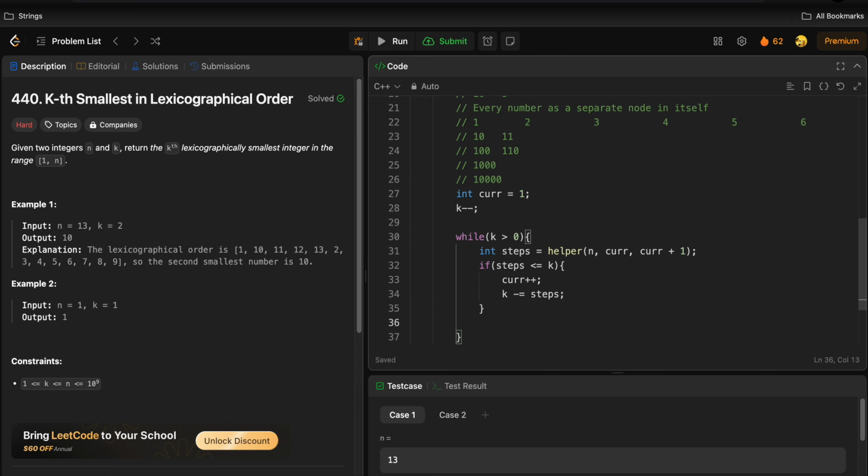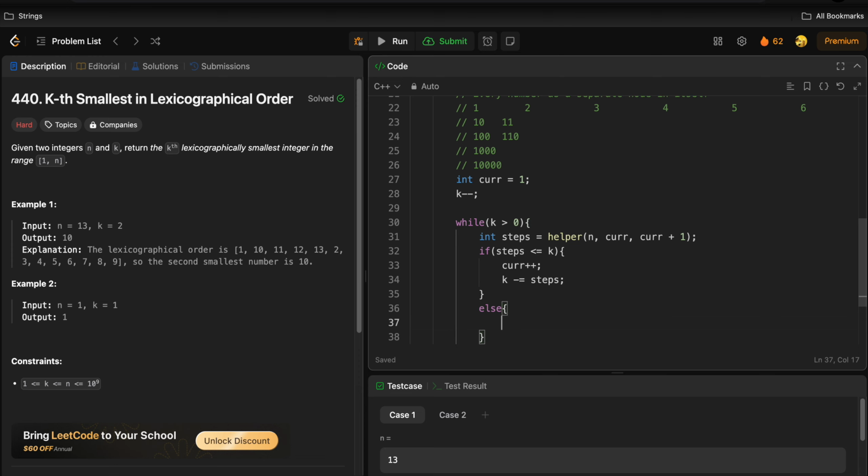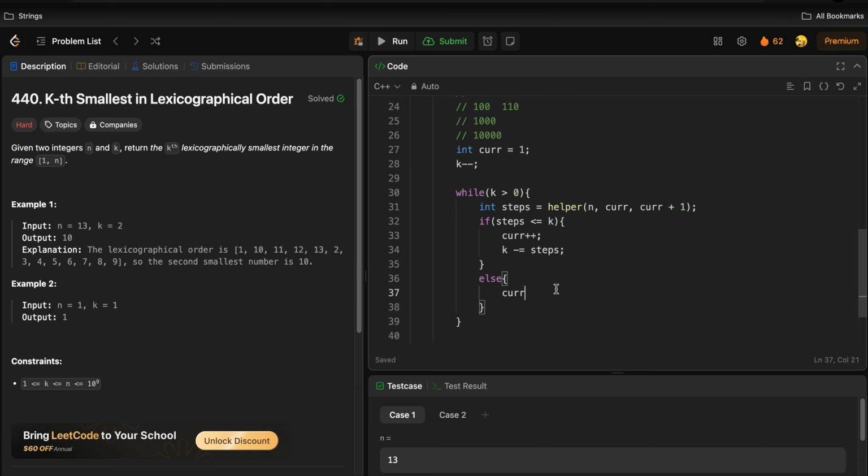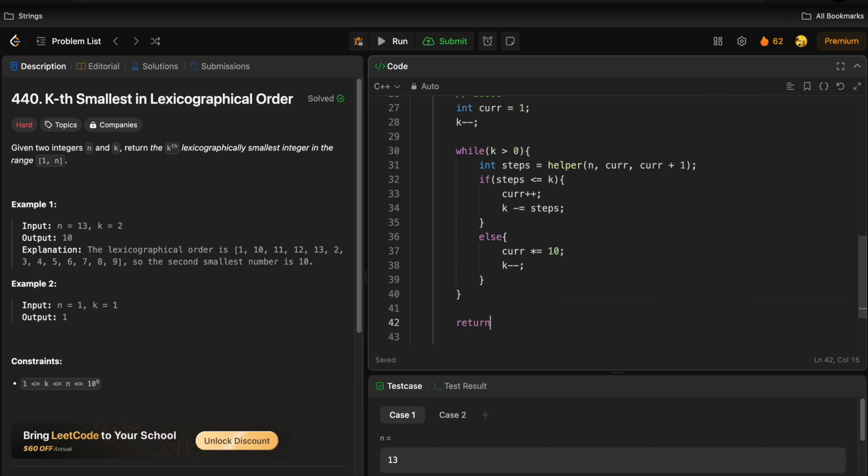And if it's not the case, then I'll just need to go one level down, because I'll just check, if my steps is greater than k, in the sense that I already found my solution, but that's not lying between these two, and that may be much lower. So if that's present much lower, then I'll just go one level down, right? So cur would be incremented by 10 and k would be decremented by 1. So I'll just try to explain this with the help of an example that would give you more clarity.